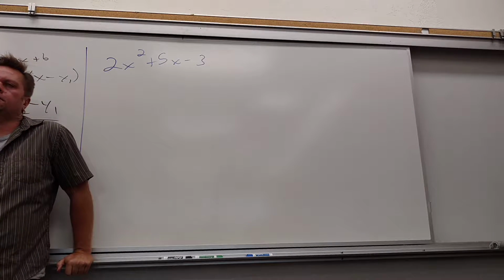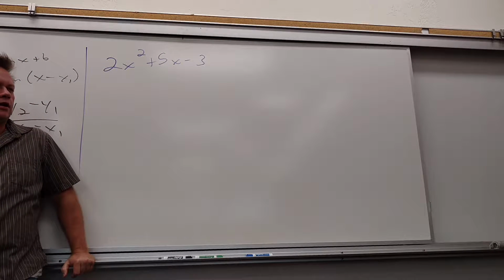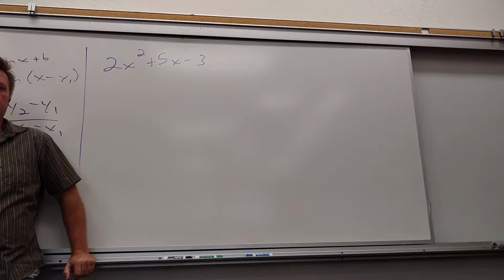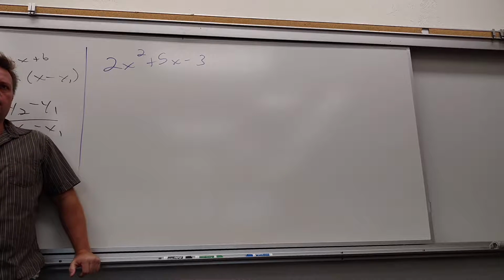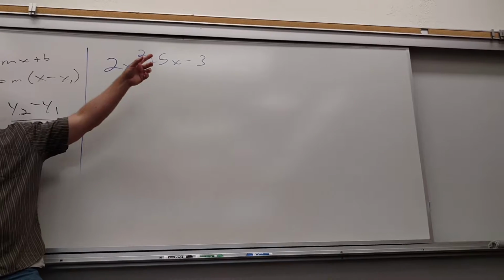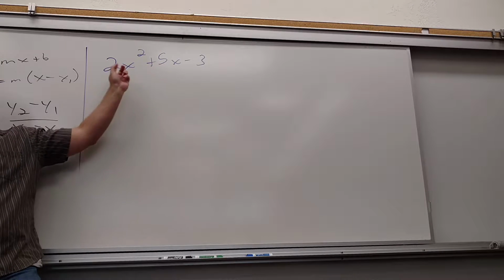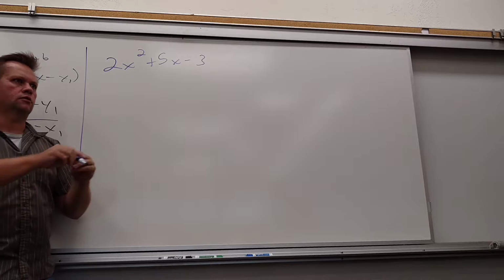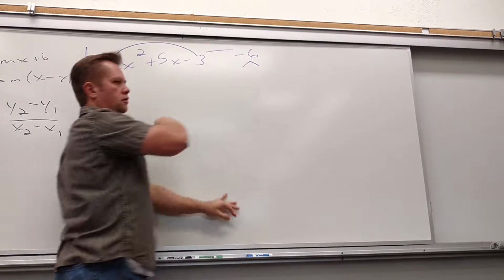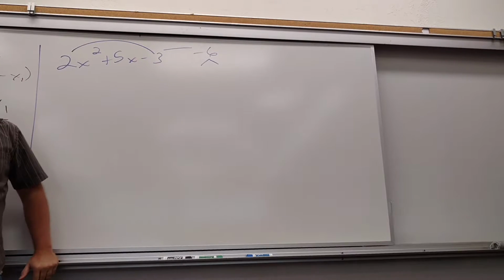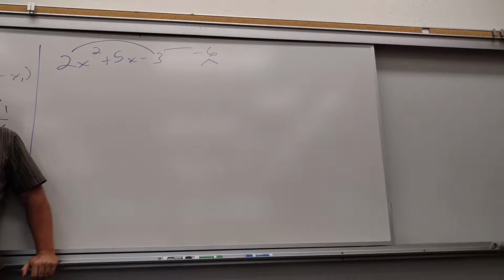So, if you guys know the trial and error method, I still need to see some work. And what's the way that I showed you how to do this that will always work? What do you do first? Multiply 2. Yeah. So now you need factors in -6 that add to be 5.